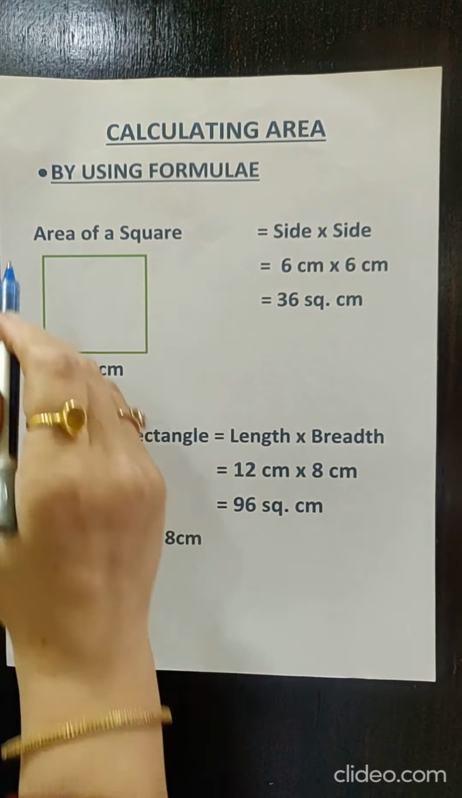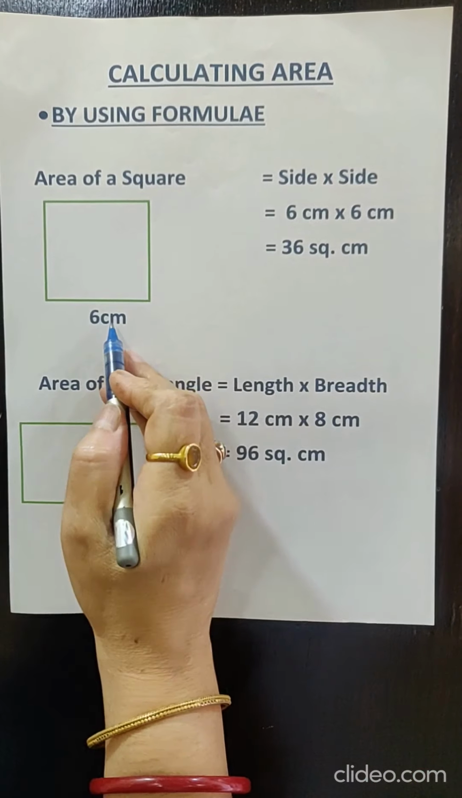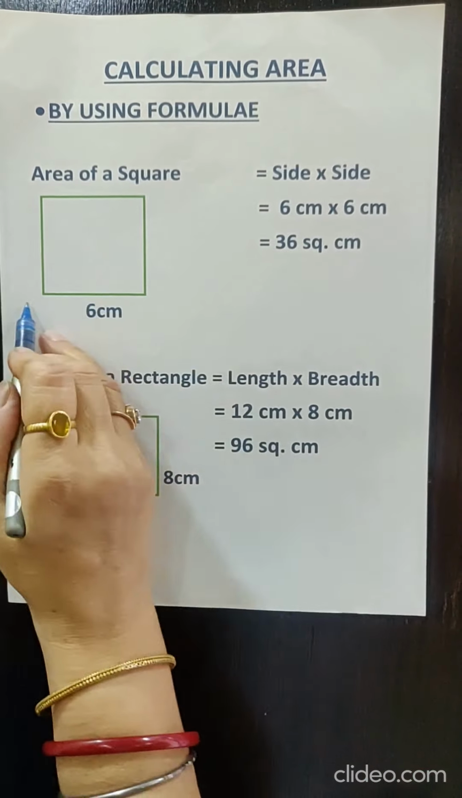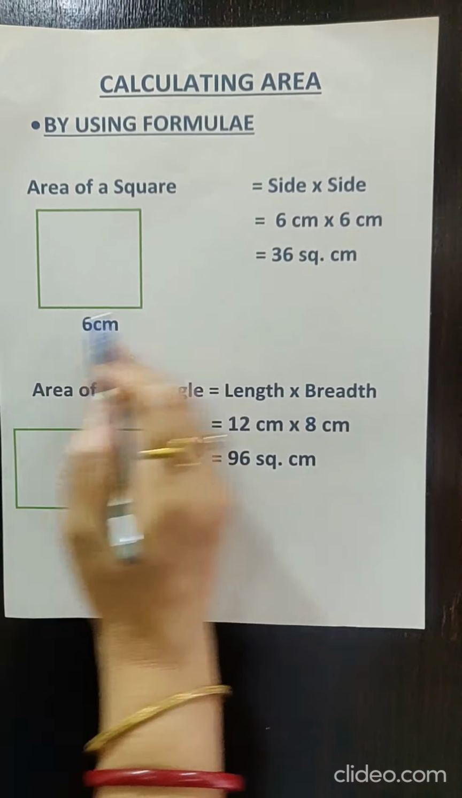Area of a square, side into side. So if we have a measurement of 6 centimeter, we multiply it by itself and we get 36 square centimeter, which is the area of a square because all sides are equal, and when centimeter is multiplied by centimeter, we write square centimeter. So the area of the square is 36 square centimeter.